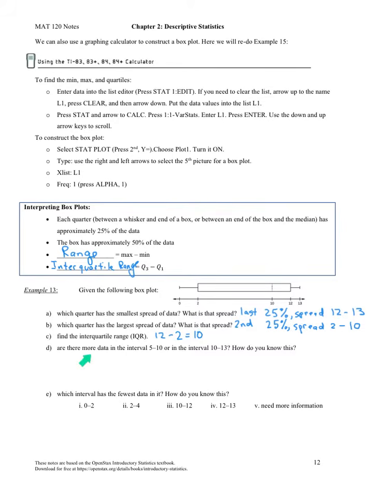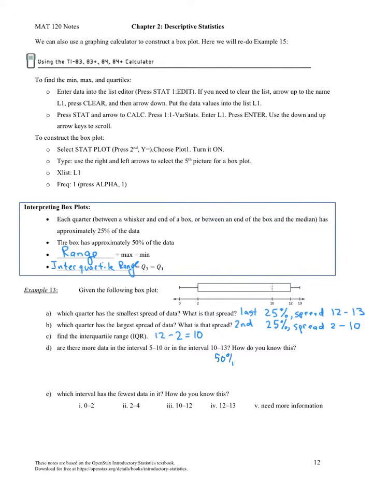Letter D asks, is there more data in the interval of 5 to 10 or in the interval 10 through 13? So let's take a look. 10 through 13. From 10 to 12 is 25% of the data. From 12 to 13 is 25% of the data. So from 10 to 13, we have 50% of our data.